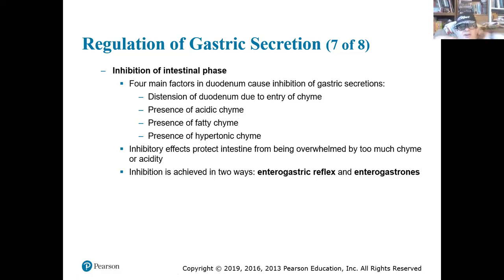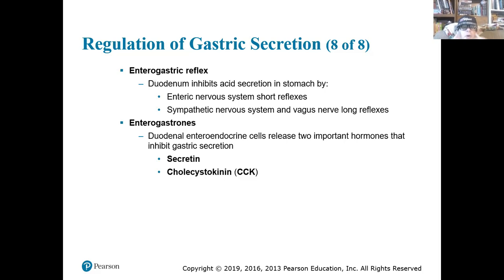But if the duodenum expands a lot because you have a lot coming in, if the chyme in the duodenum is real acidic, if it's real fatty, if it's real concentrated, hypertonic, this will have an inhibitory effect to protect the intestine from being overwhelmed. It's basically going to tell the stomach to knock it off for a little while. And there are two ways that we do this: enterogastric reflex and enterogastrones. So let's go through the two.